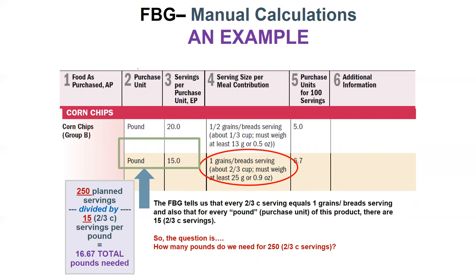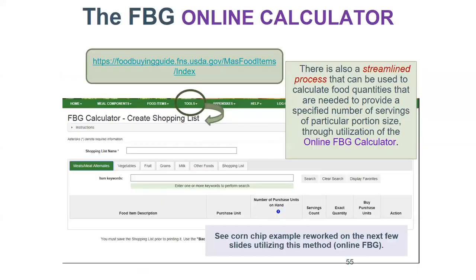Knowing that we wish to produce 250 single service portions, we then divide 250 total servings by the amount of servings per pound, which is 15, to determine that 16.6 pounds of corn chips would be needed. Please note that anytime rounding is required, it is always advised to round upwards to ensure that enough product is purchased to make the minimum number of portions required.